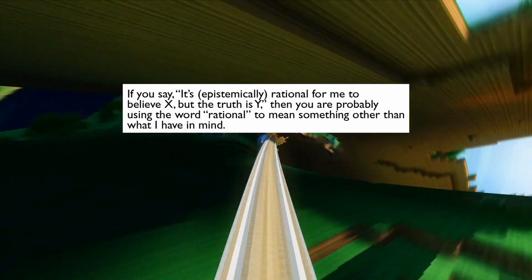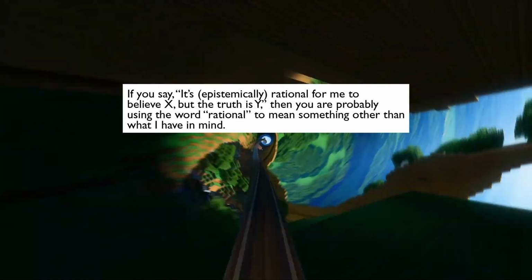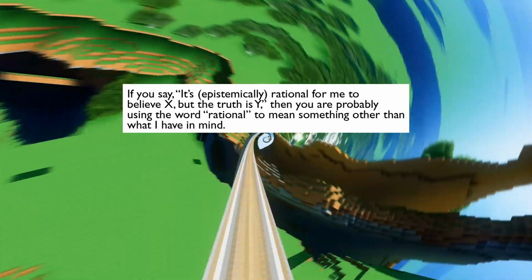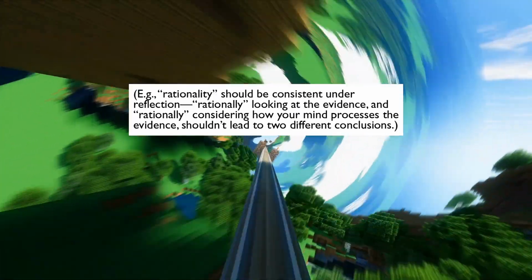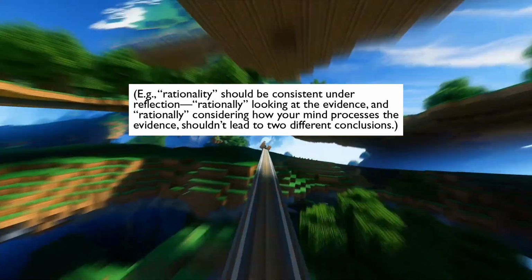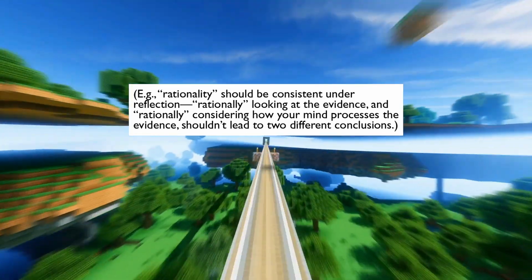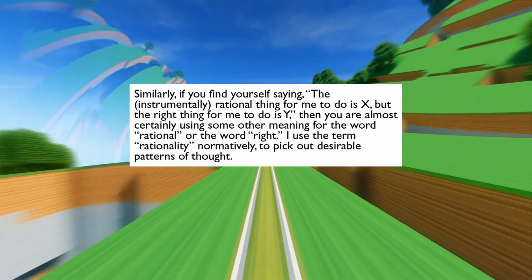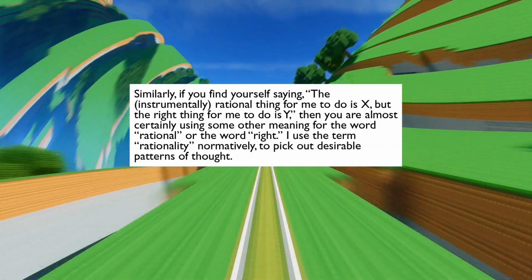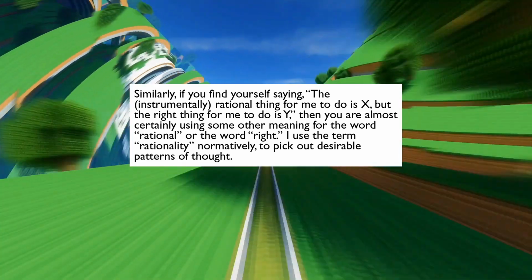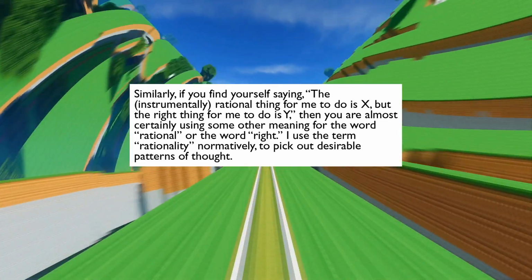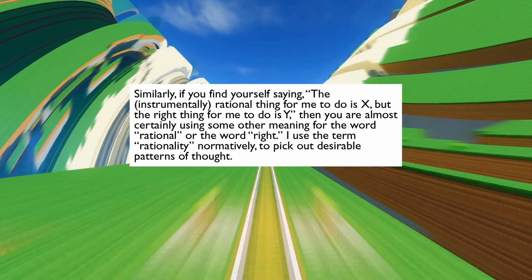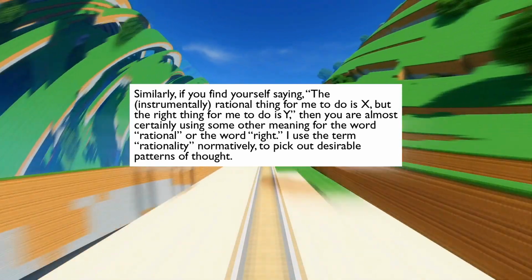If you say, it's epistemically rational for me to believe X, but the truth is Y, then you are probably using the word rational to mean something other than what I have in mind. For example, rationality should be consistent under reflection, rationally looking at the evidence, and rationally considering how your mind processes the evidence, shouldn't lead to two different conclusions. Similarly, if you find yourself saying, the instrumentally rational thing for me to do is X, but the right thing for me to do is Y, then you are almost certainly using some other meaning for the word rational or the word right. I use the term rationality normatively, to pick out desirable patterns of thought.